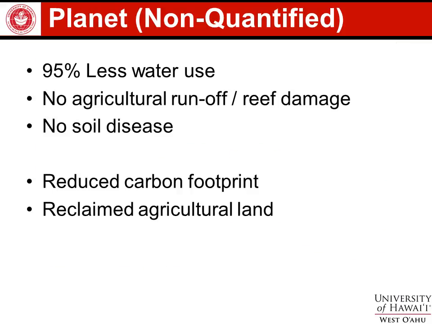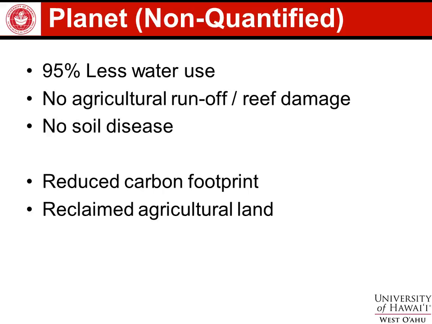Planet. For Planet, they sought what we call non-quantified metrics, which is good, but not as good as quantified metrics. So for non-quantified environmental benefits, they recognize that generally speaking, aquaponics uses 95% less water, which is good on an island because we have a limited amount of water.